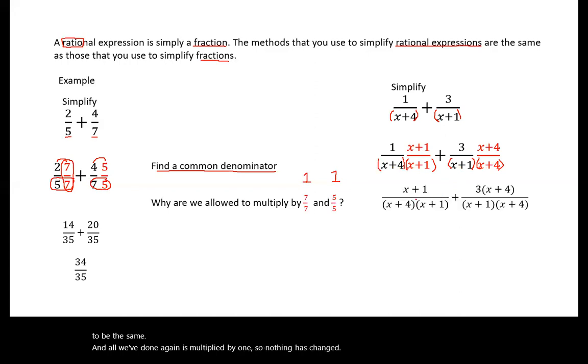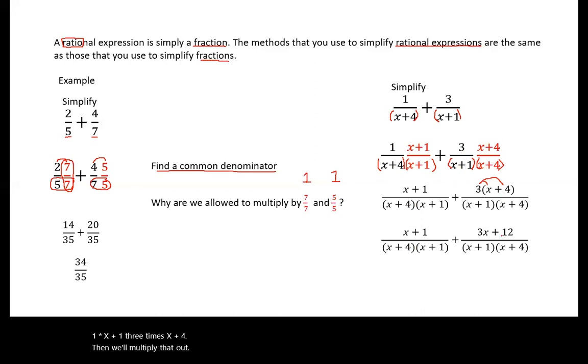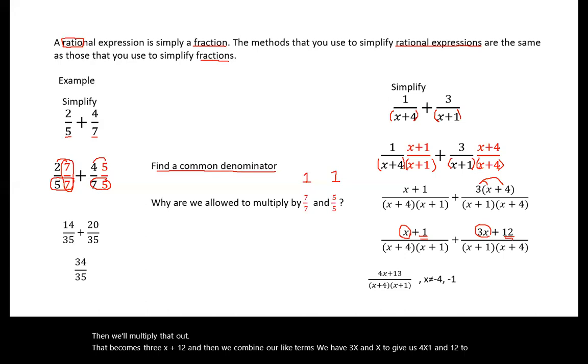1 times x plus 1, 3 times x plus 4. Then we'll multiply that out. That becomes 3x plus 12, and then we combine our like terms. We have 3x and x to give us 4x, 1 and 12 to give us 13.